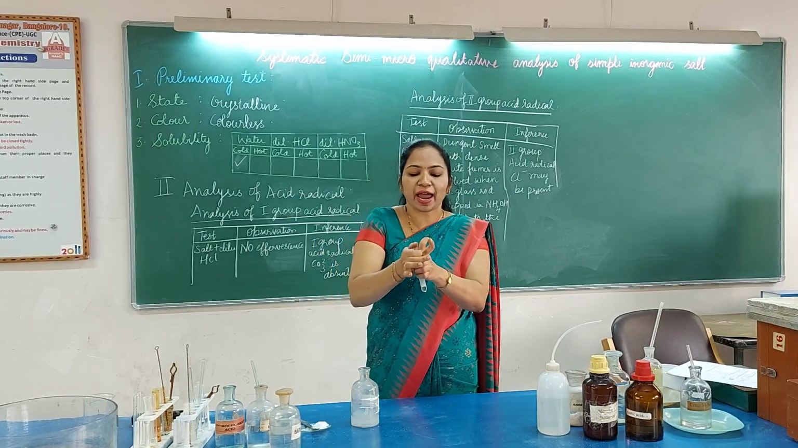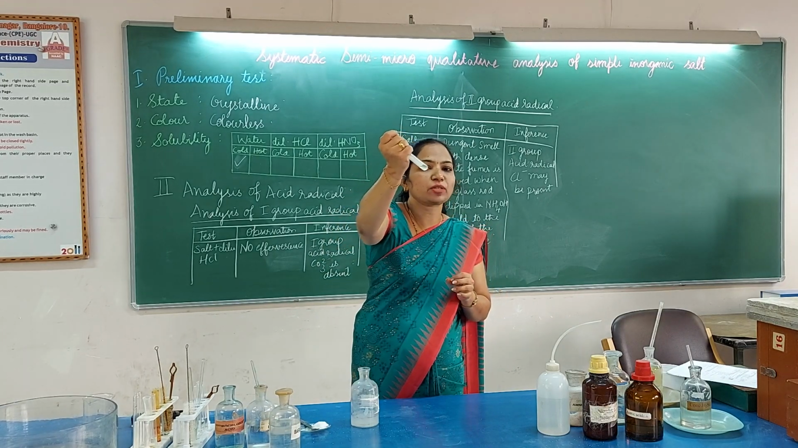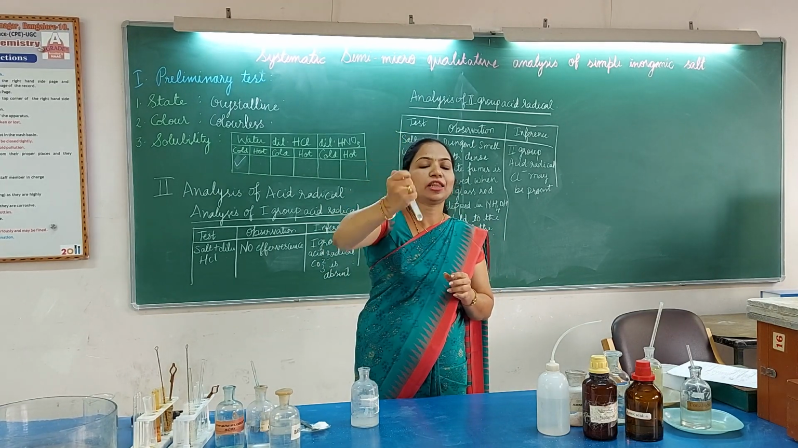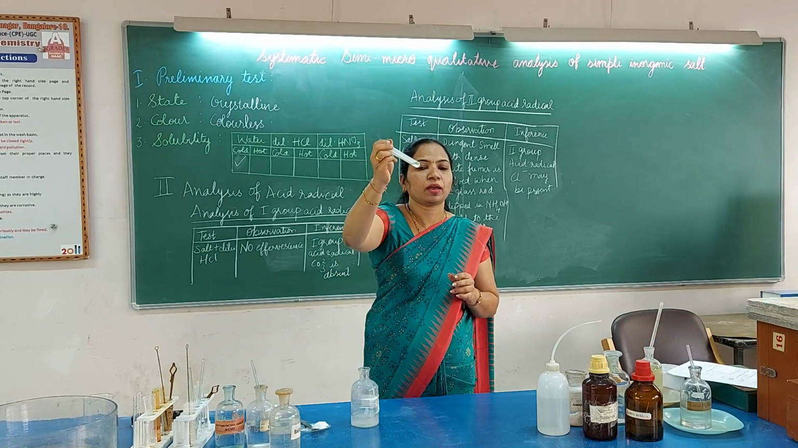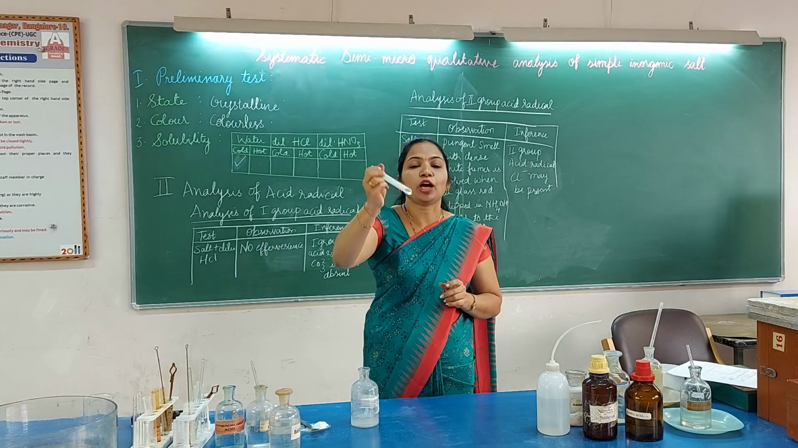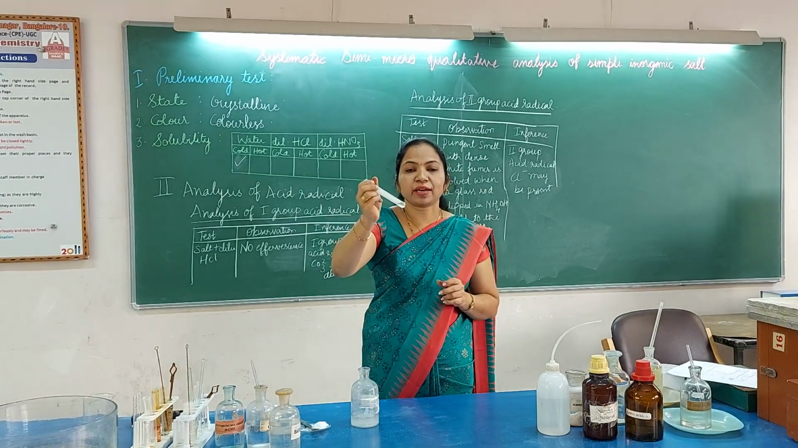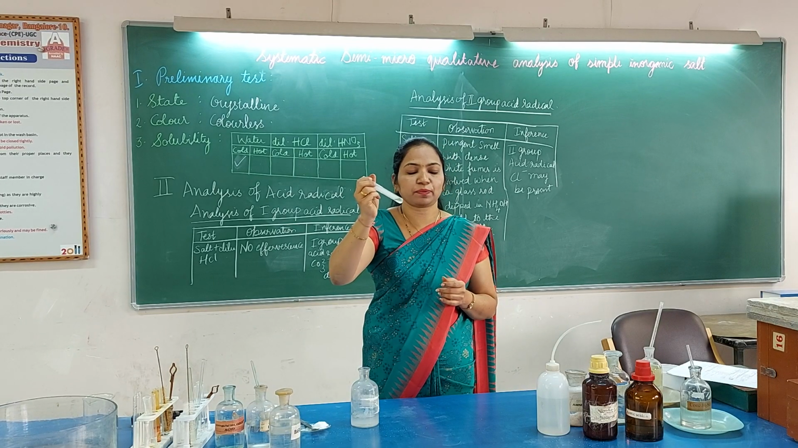Okay. When I add sodium hydroxide and shake it, you can see the color has changed to yellow. The solution has become yellow in color. So this is a sodium hydroxide solution. To this you are going to add lead acetate as well as acetic acid.